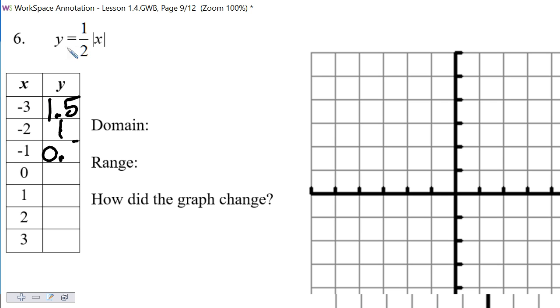If I put in 0, what's the absolute value of 0? 0, and half of 0 is 0. If I put a 1, what's the absolute value of 1? 1. And what's half of 1? 0.5.